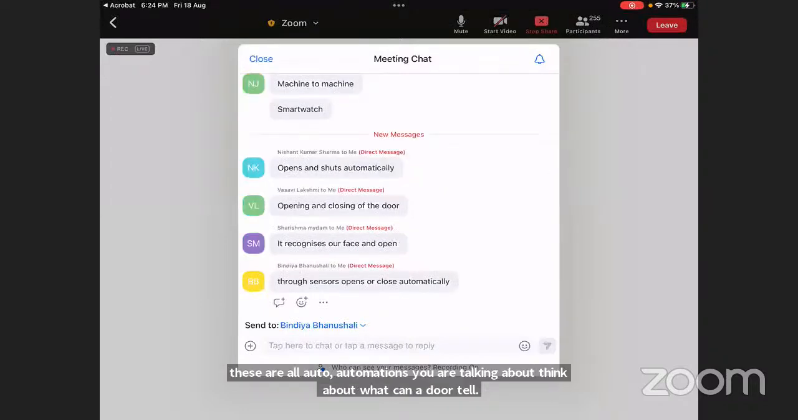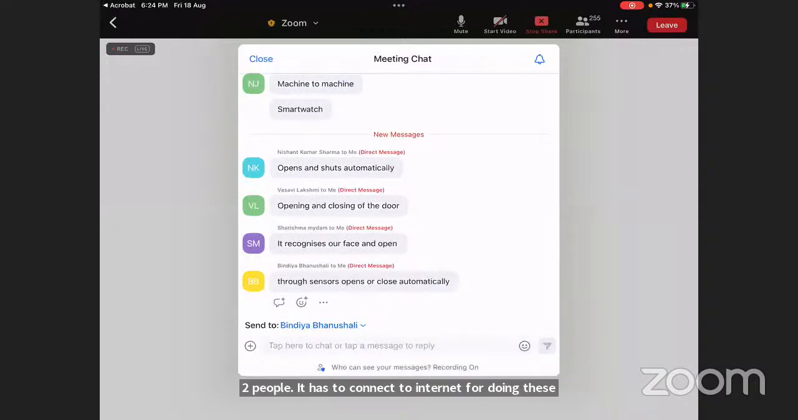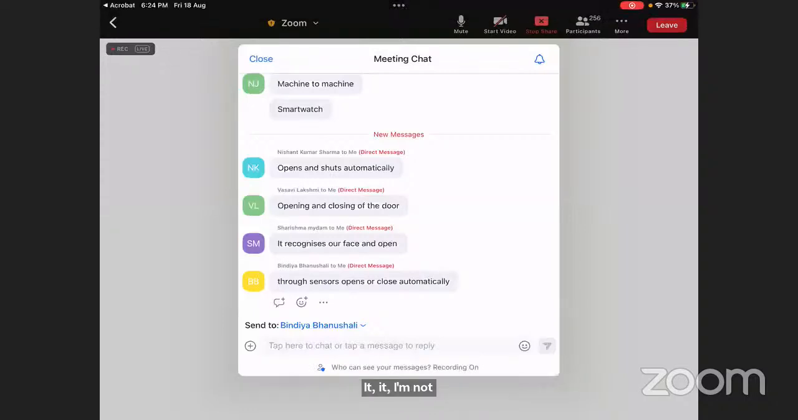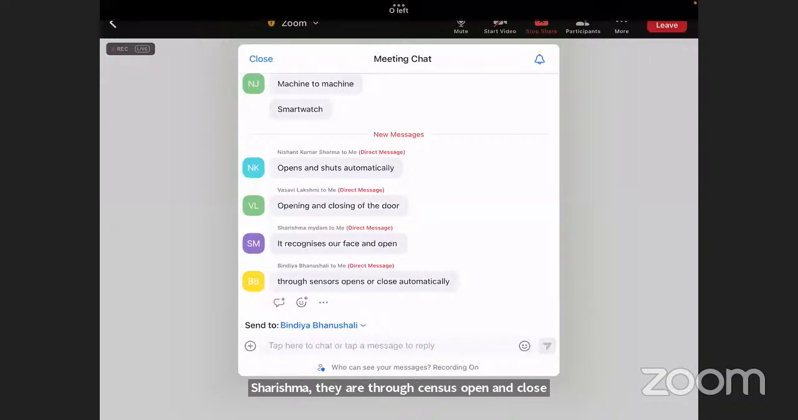It has to connect to the internet for doing these things, open and shut automatically, open and close the door, it recognizes our face and opens. I'm not naming the names. Vasvi, Sharishma, Vindhya, through sensors open and close automatically. You are still thinking on the automation scenario where we have sensing and automation.